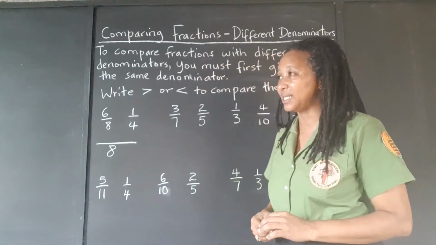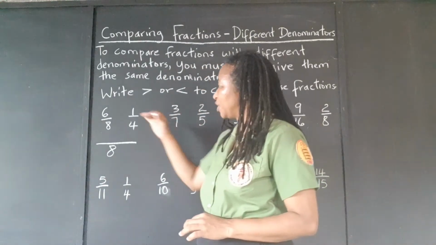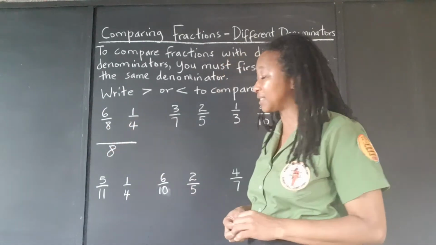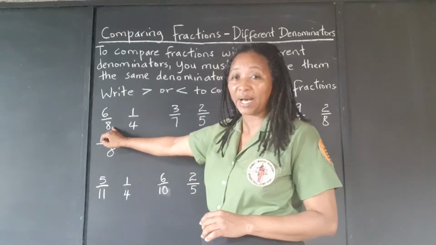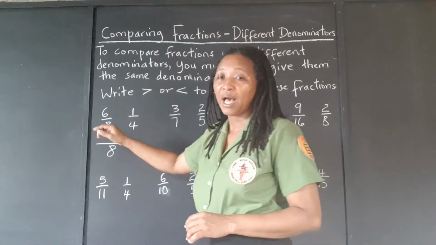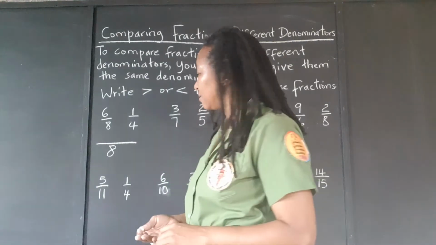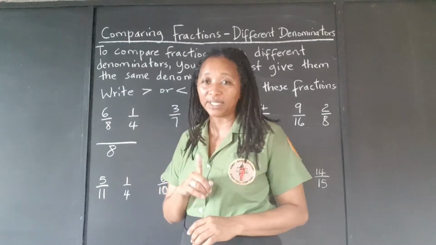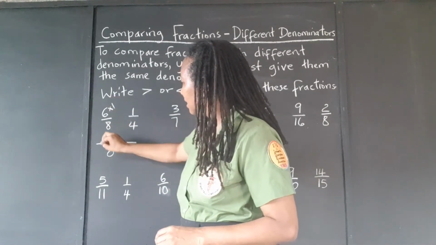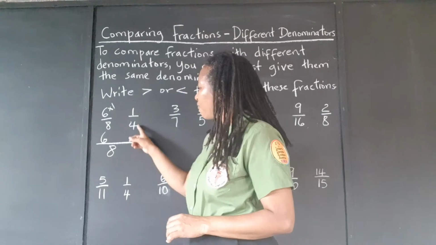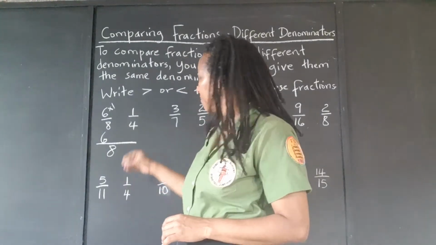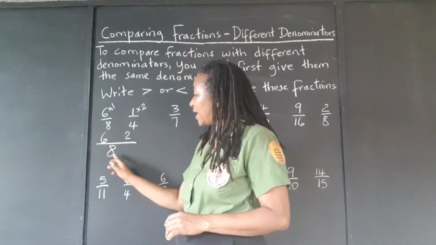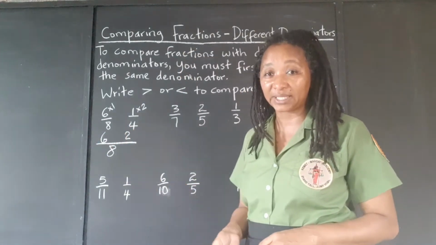So now we need to see how we change the numerators based on this new denominator. What we do is divide the LCM by the denominator, and the result that we get, we multiply the numerator by that. So 8 goes into 8 one time. 6 times 1 is 6. 4 goes into 8 two times. 1 times 2 is 2. So now both these fractions have a common denominator of 8.